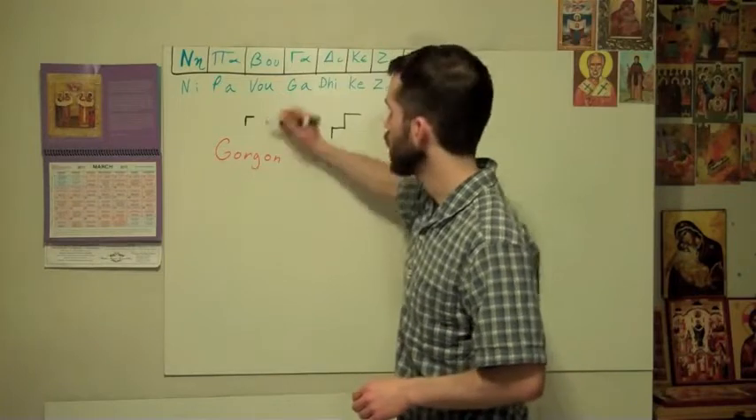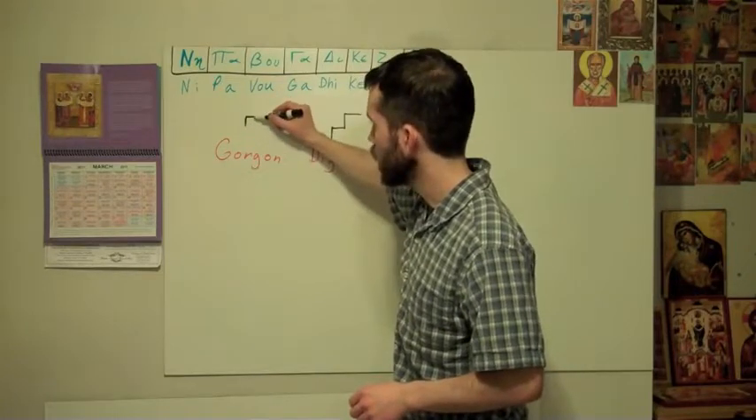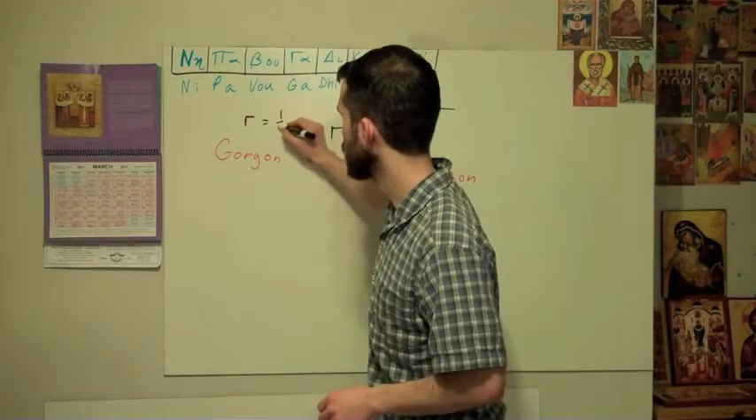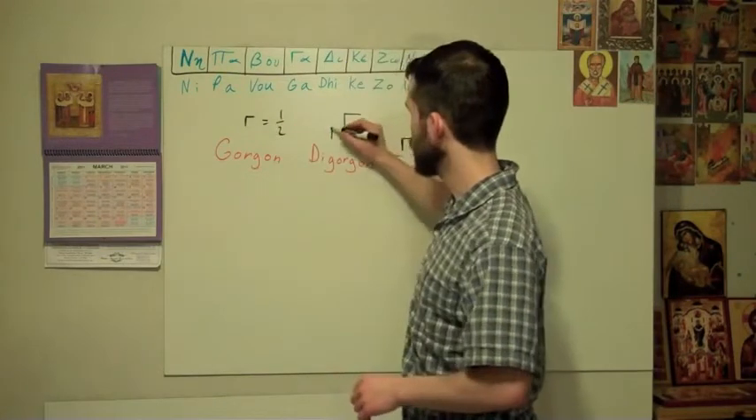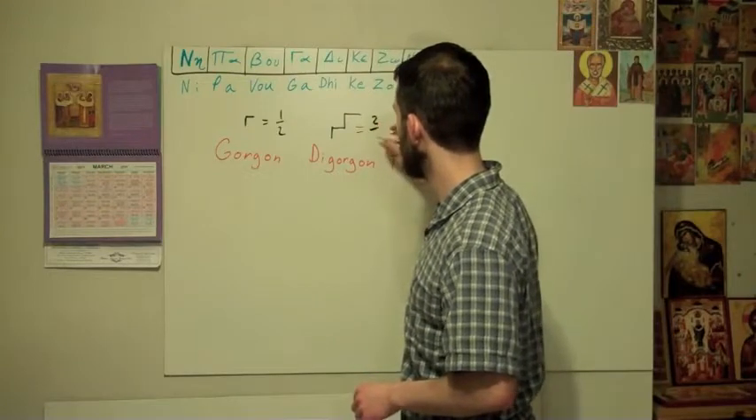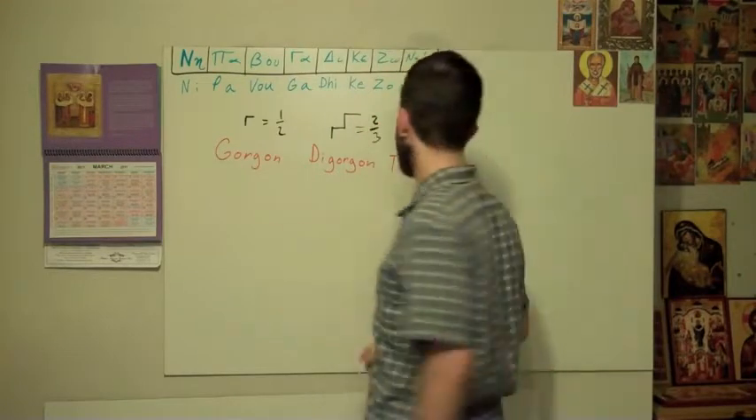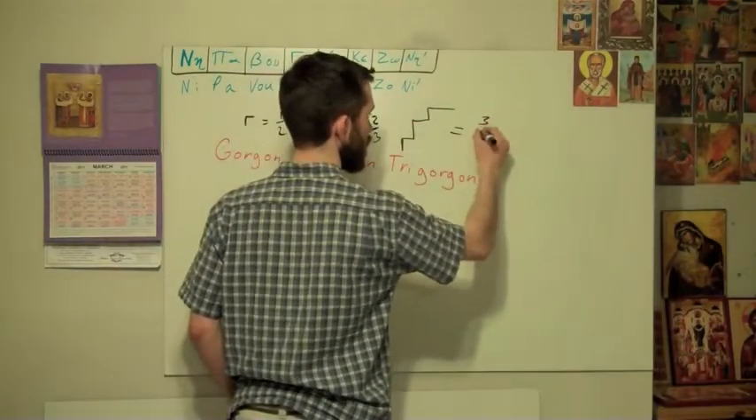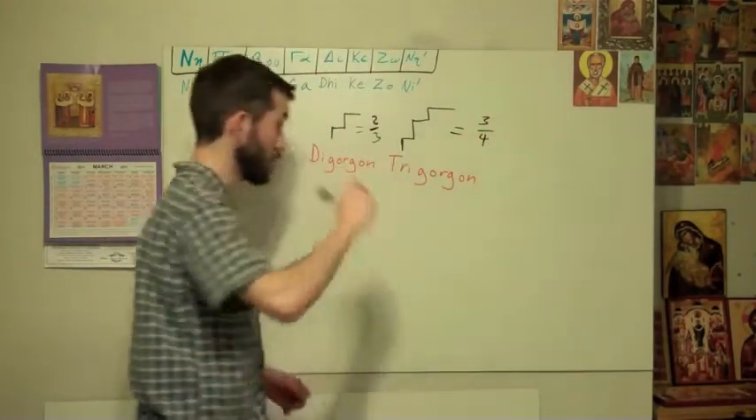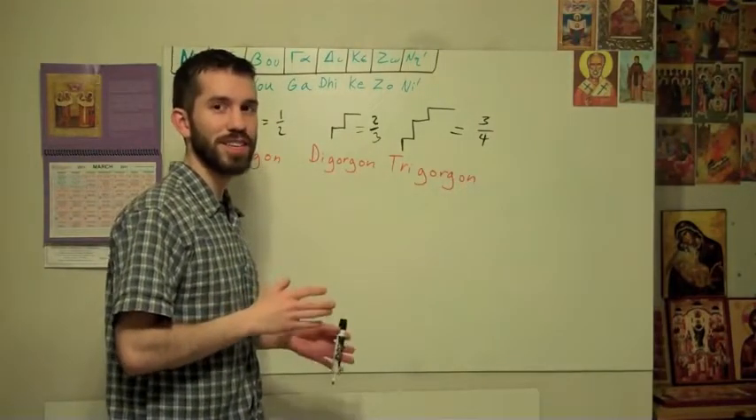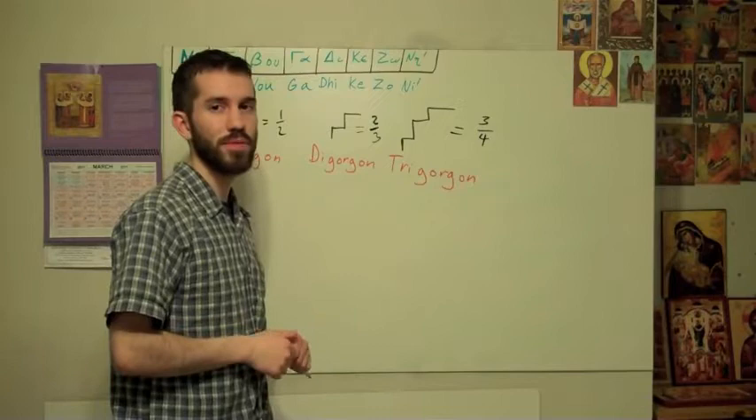Starting with the gorgon, we have 1 point divided into two. So we know that this one has something to do with one half. This one is 2 points divided into three. We know this one has something to do with two-thirds. And then the trigorgon has 3 points divided into four, so we know that one has something to do with three-fourths.